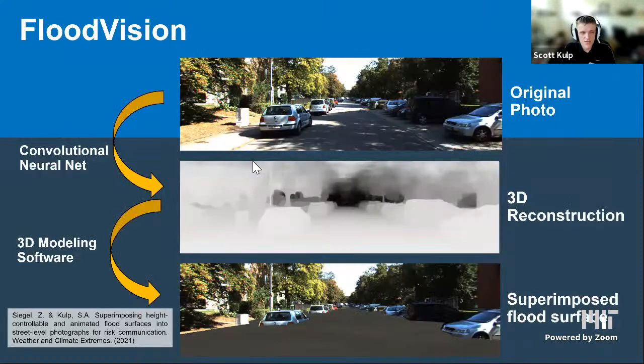And finally, one more thing to keep an eye on is my other big project, Flood Vision. Here we're using photo and LiDAR data taken from the top of cars, and given a photo, we use a convolutional neural network to build a 3D reconstruction of each photo. Then we can take a flood forecast or sea level rise projection and model an actual flood layer through that.